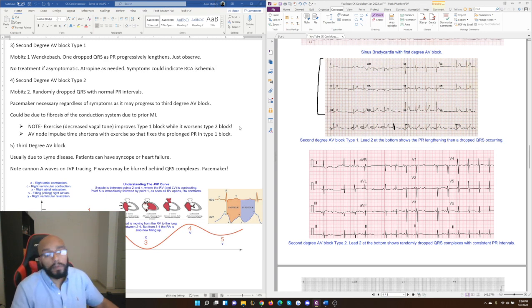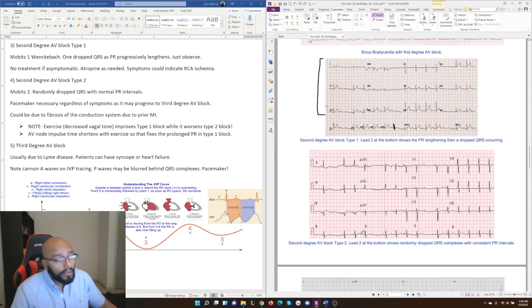Because this is something that can be given to you in a question. This is more significant for Step type questions. So what was the problem in type 1? The distance between PR was increasing, your heart rate was slowing down, and then you missed the QRS. So by doing exercise, you're actually able to improve the type 1 by decreasing the distance between PR intervals and hopefully not dropping a QRS. Okay. So why would exercise worsen type 2?